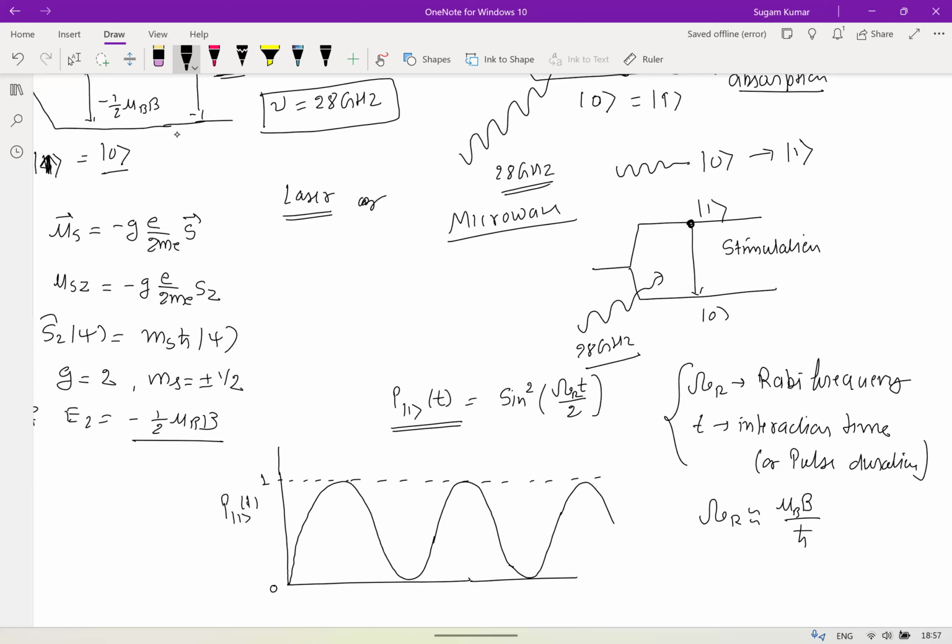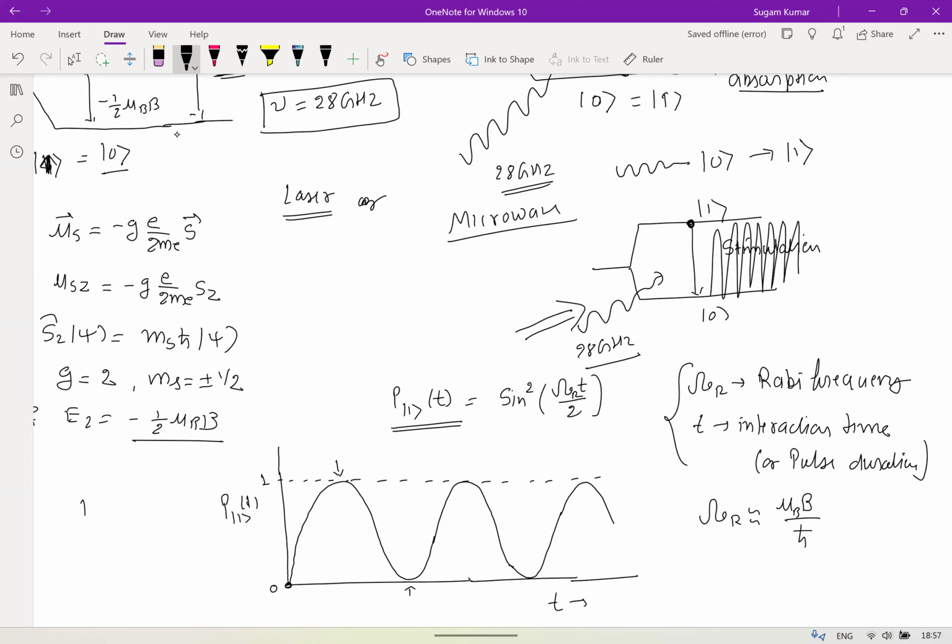So you see that if the photon or microwave which is shining here is going to remain there for a very long time, then what will happen? Initially, the particle will be in the ground state, then it will come to the 1 state, again it will come to the ground state. In this case, this particle will keep going up and down, up and down.